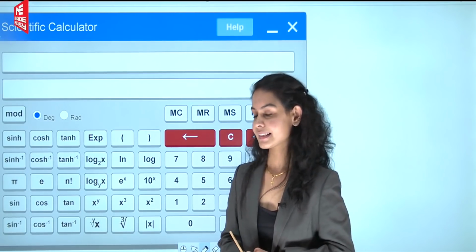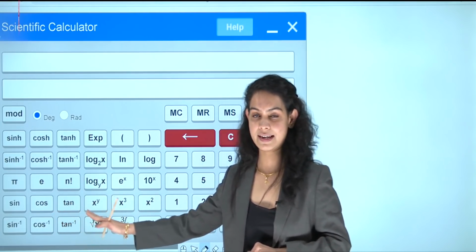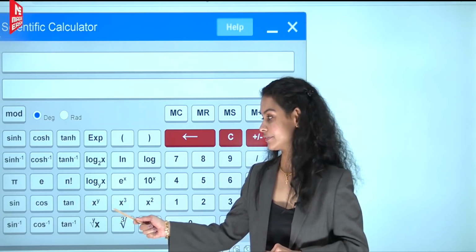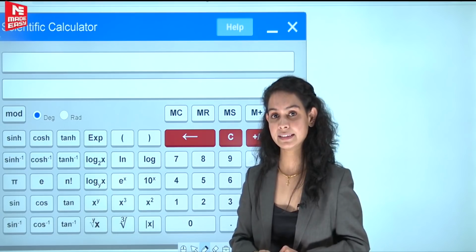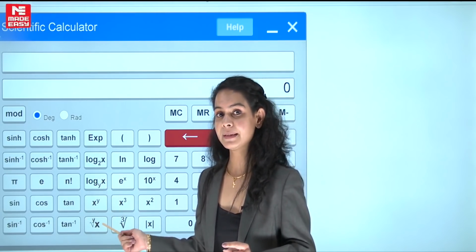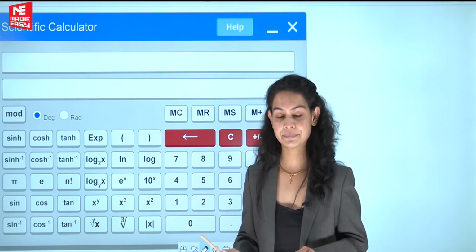Next we will see the trigonometric functions: sine, cos, tan, sine inverse, cos inverse, tan inverse, etc. To perform this calculation, there is a little difference. If you are calculating on a real calculator, you will first press sin and then enter 30. Here it will not be like that. First you have to enter the value of x, then the function tab.